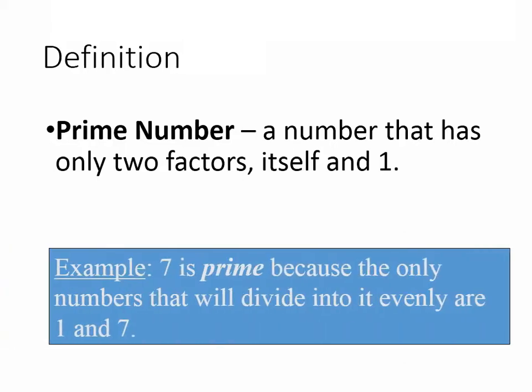For example, 7 is a prime number because the only numbers that will divide into it evenly are 1 and 7. The multiplication product of 7 is 1 multiplied by 7 and 7 multiplied by 1. So the product is 7, and it becomes a prime number. 7 is a prime number.